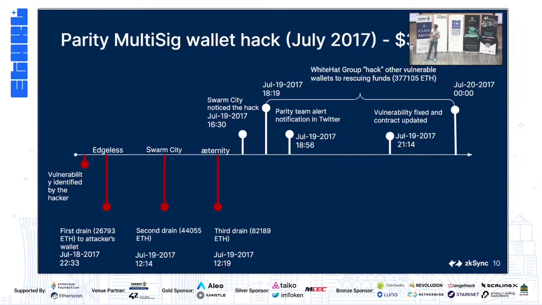Next, it's quite an old one. This is the Parity multi-sig wallet hack, July 2017. The vulnerability was identified in multi-sig wallet versions 1.5 and later. The attacker used this vulnerability to drain 3 wallets. The first one was done on July 18th at approximately 10:30 in the evening, and the other 2 were done 13 hours after the first one.